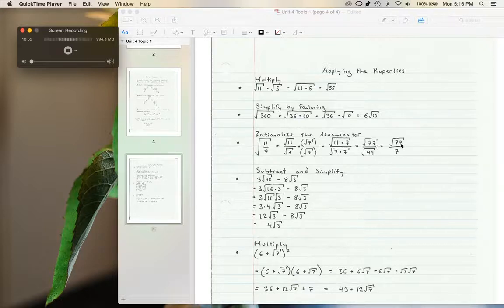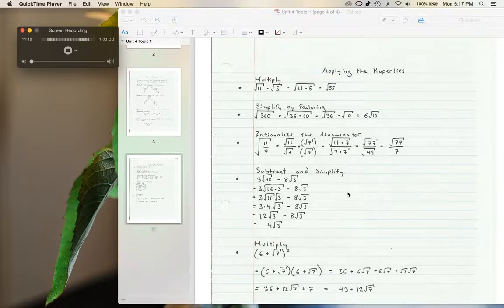What we're left with on top is still the square root of 77. 77 doesn't have any factors that I know of that are perfect squares. So this is as simplified as we're going to get. And thankfully we've gotten our radical out of the denominator, so we have rationalized the denominator of this fraction.